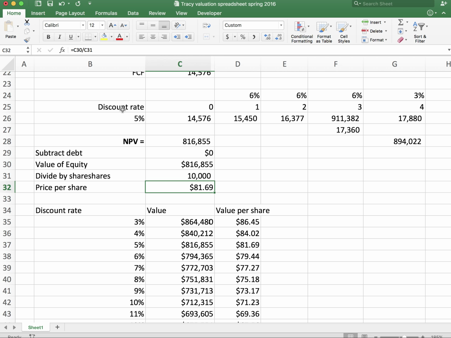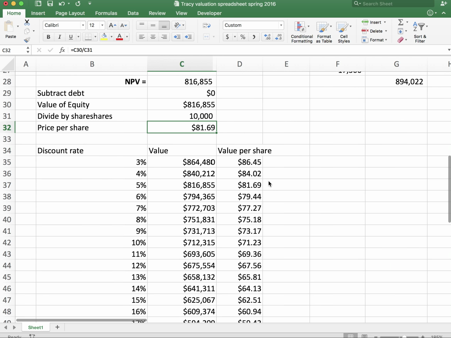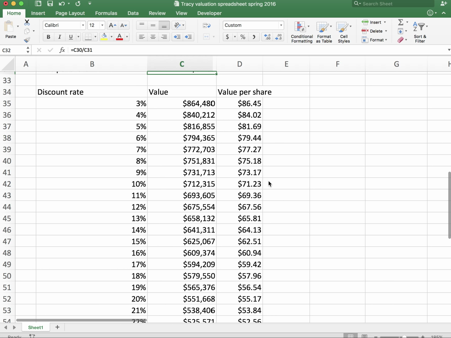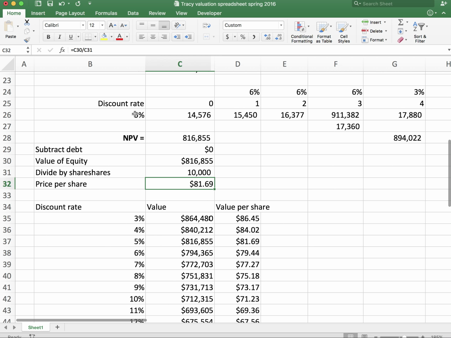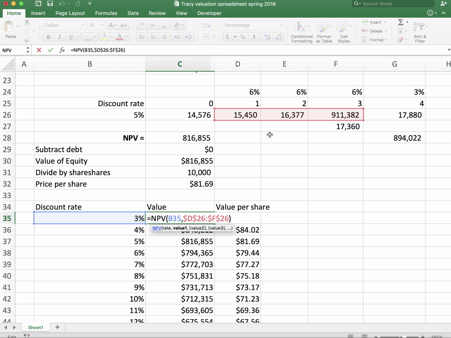Obviously, the discount rate and the growth factors, whether they're near term or long term, are going to have a huge impact. One of the ways we see that impact is we can just do a quick table here of different discount rates at different net present values and different values per share. Instead of sitting here and playing with the numbers, we can just do a table, and this is just a straightforward calculation with the net present value here.